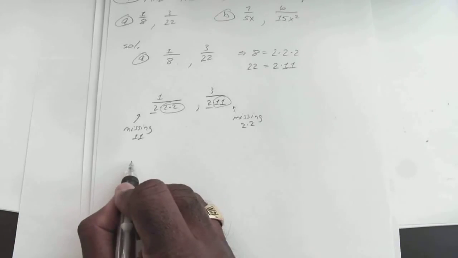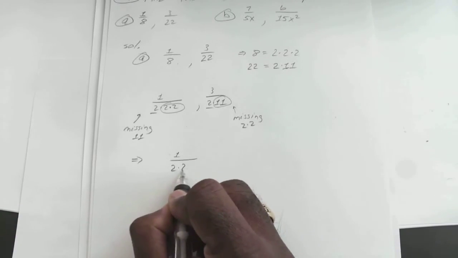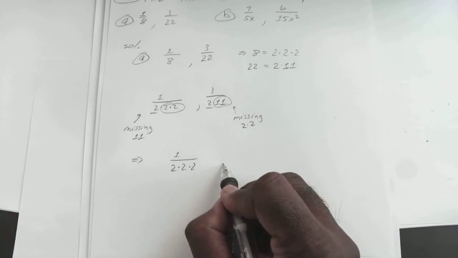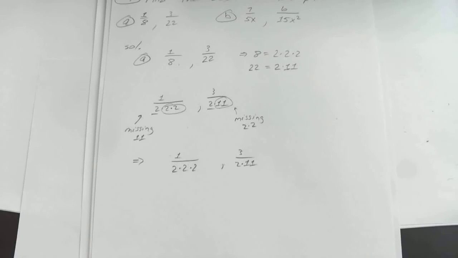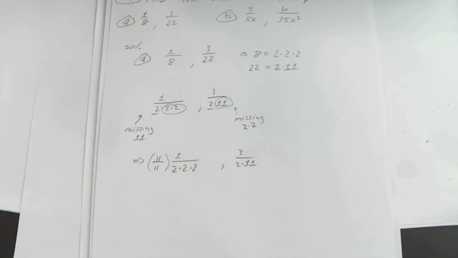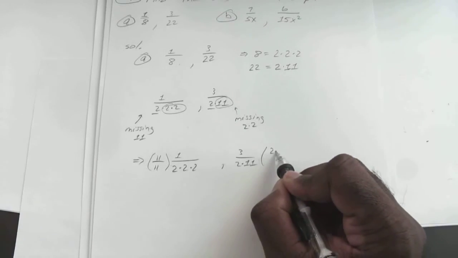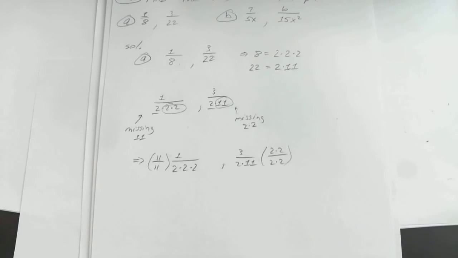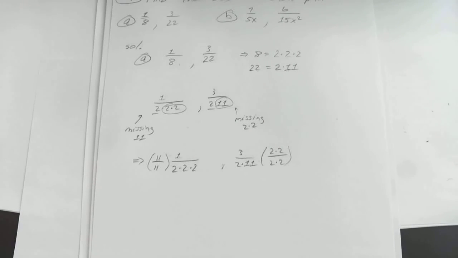Okay. So that just means we have to rewrite it. And that becomes, let's give it a little bit of space, 1 over 2 times 2 times 2. And 3 over 2 times 11. Okay. So we know in this one we're missing our 11. So we just multiply this by 11 over 11. And this side we're missing our 2 times 2. So we multiply this one by 2 times 2 over 2 times 2. And again, if you wanted to make this 4 times 2, you could have. That would have been okay too. I just like to break it down as prime numbers for some odd reason.